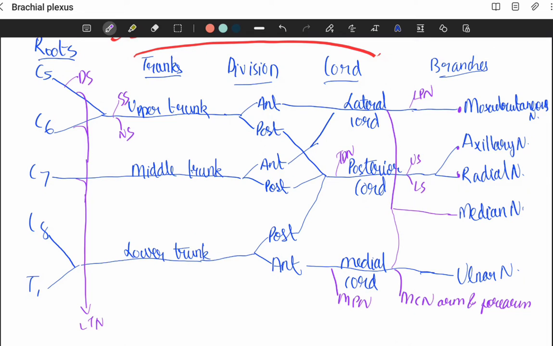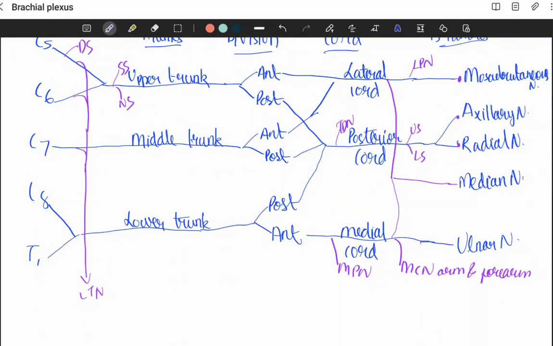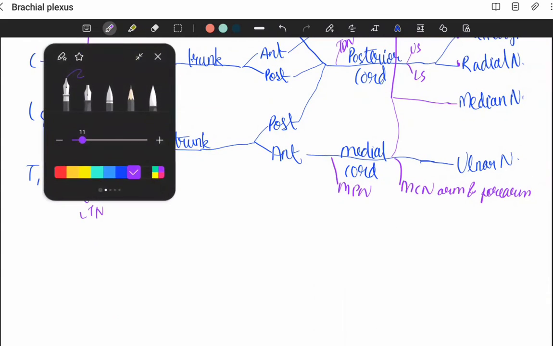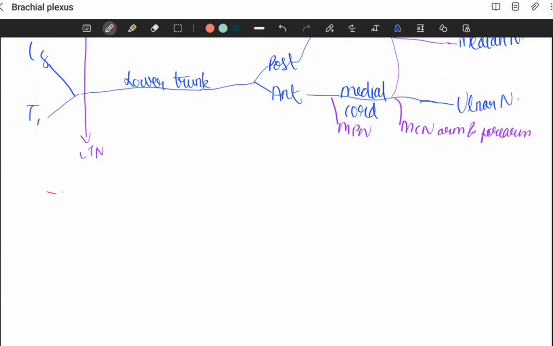This is not that complicated, is it? Now let's talk about some clinical correlations. They might ask this in exams, so that's why I'm going to stress on this. First, we need to know what is Erb's point. It might be a 1-mark question. Sorry for that. Erb's point.